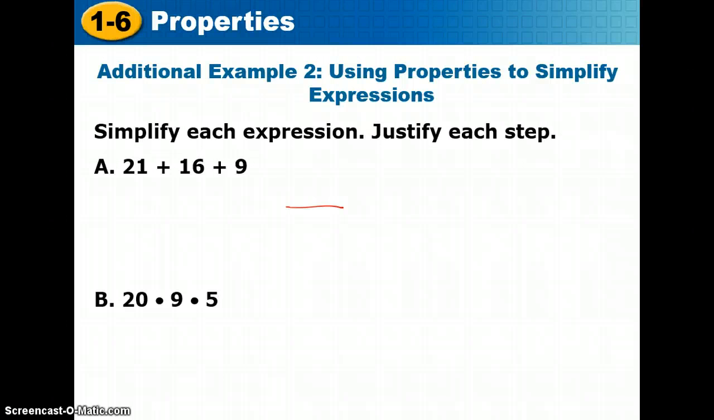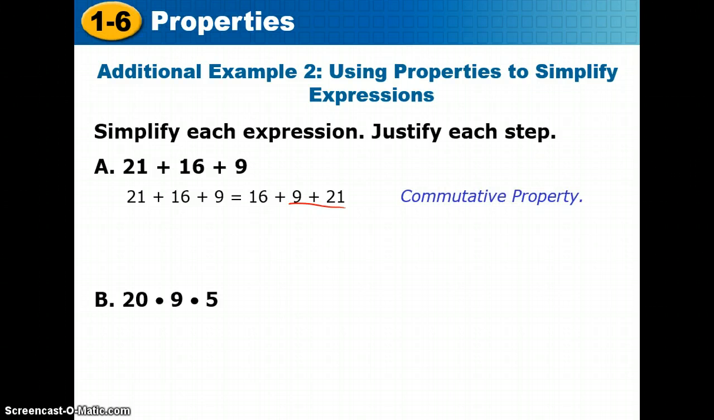So let's use the properties to help us simplify these expressions. Let's look at A. 21 plus 16 plus 9. Now, the whole point of using the properties is to make computation easier. I can quickly find an answer by rearranging these numbers. So in this case, I might want to start by using the commutative property. That way, I can get 9 and 21 near each other, because 9 plus 21 is 30, and that's one of those nice round numbers that make it easy to add. So I've used the commutative property to move it around.